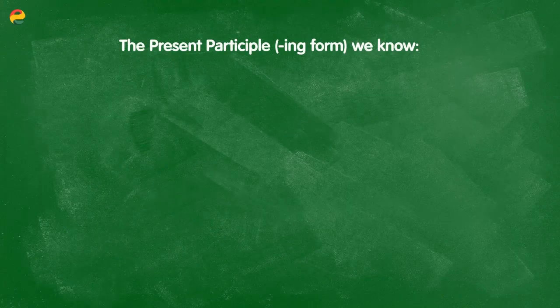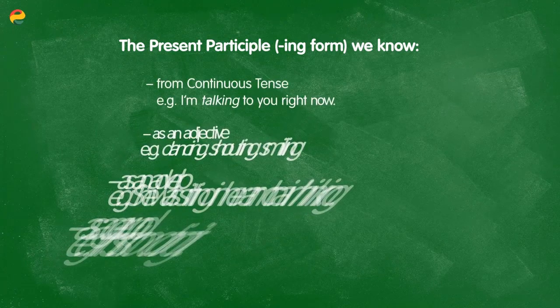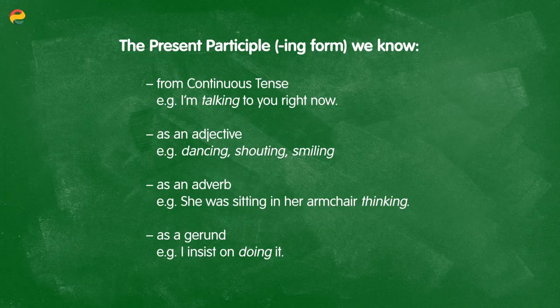So if we're looking at the present participle, some of these forms probably look very familiar to you. That's because you've been using them for a while. For example, we use the present participle, or again, the ing form, to form the continuous tense. For example, I'm talking to you right now. Or as an adjective, dancing, shouting, smiling, or also as adverbs, she was sitting in her armchair thinking, talking about how she was sitting. And finally, as a gerund, I insist on doing it.